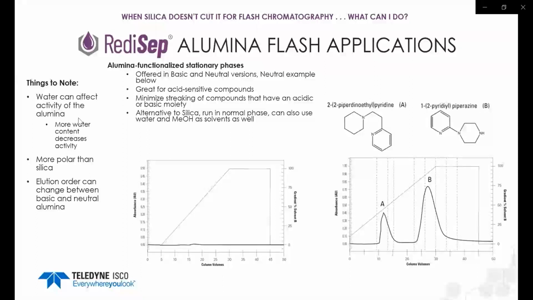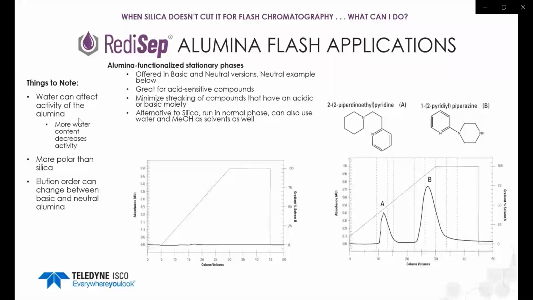Some things to note about alumina, though, is that it is more polar than silica. So it's actually going to have a stronger retention for polar compounds, potentially. Water can greatly affect the activity of the alumina. As we increase the water content, it's going to decrease the activity of alumina. So it's really important that you get a consistent source for your alumina, like we do with our RediSep alumina column, so that you get consistent performance from lot to lot.